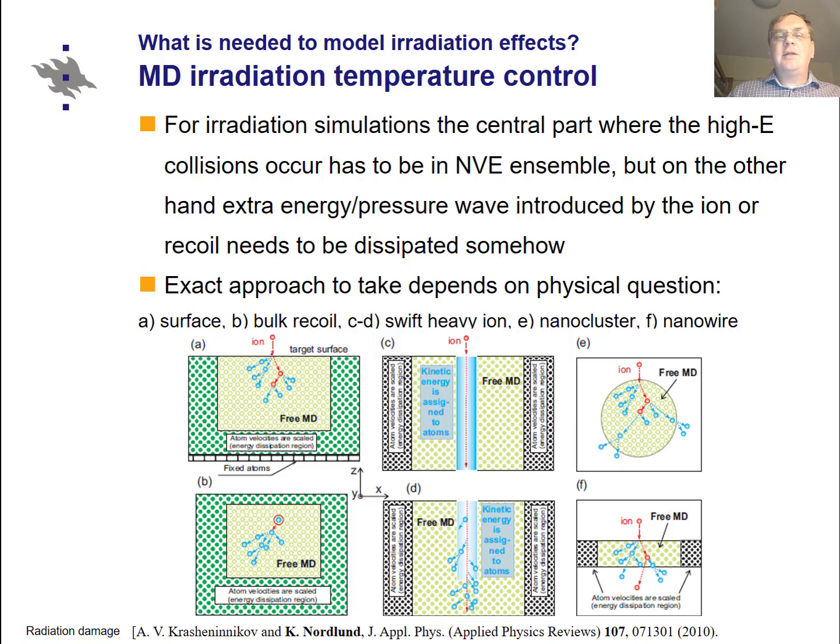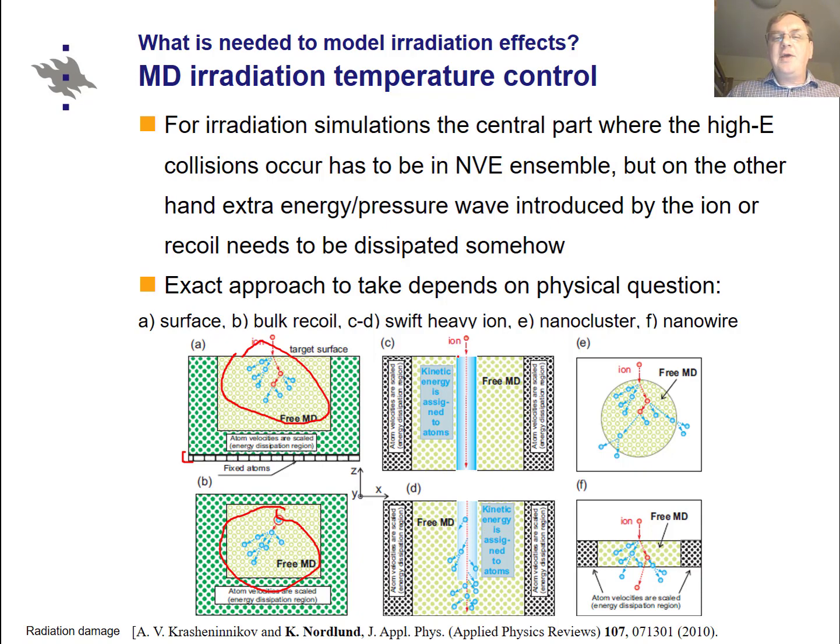So if an ion is impacting a surface, this part here needs to be free MD, so this would be the NVE ensemble. But then one can have temperature control outside this region where the heavy collisions occur, and one can have fixed atoms at the bottom. Otherwise, the momentum coming from the ion would put everything into motion. Then if you want to simulate the bulk system, it's basically the same thing, except there is no free boundary, but you do scaling in all dimensions. And also you probably want to scale the total momentum of the system to zero.